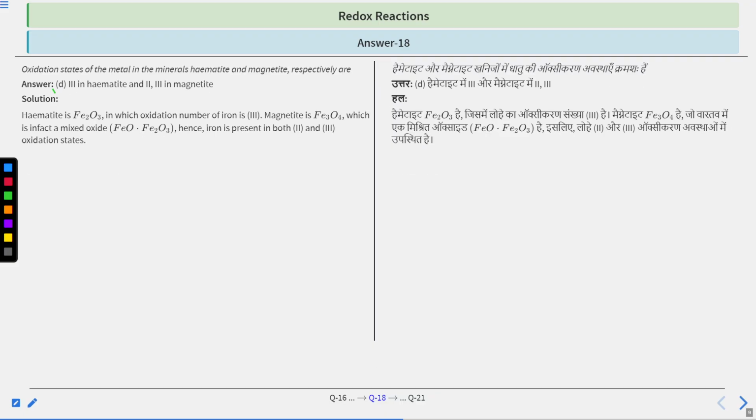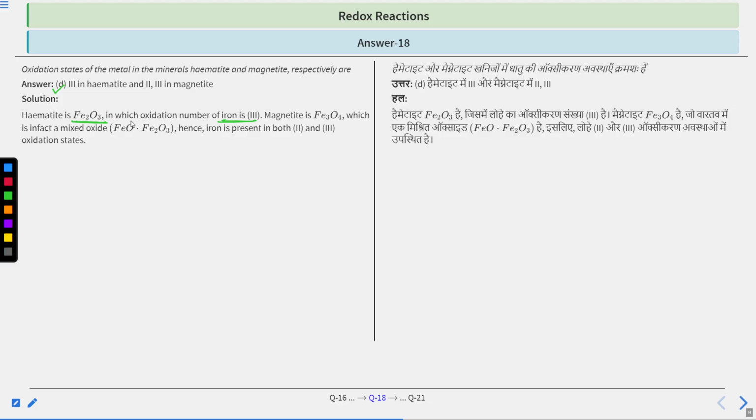The correct answer is option D, that is third in hematite and second, third in magnetite. Hematite is Fe2O3, in which the oxidation number of iron is +3. If we calculate, suppose Fe has X. So 2 times X, and oxygen is -2, so -2 times 3 is -6. So 2X - 6 equals 0. Now -6 goes to the right-hand side, so 2X equals +6 and X equals 6 divided by 2, which is 3.